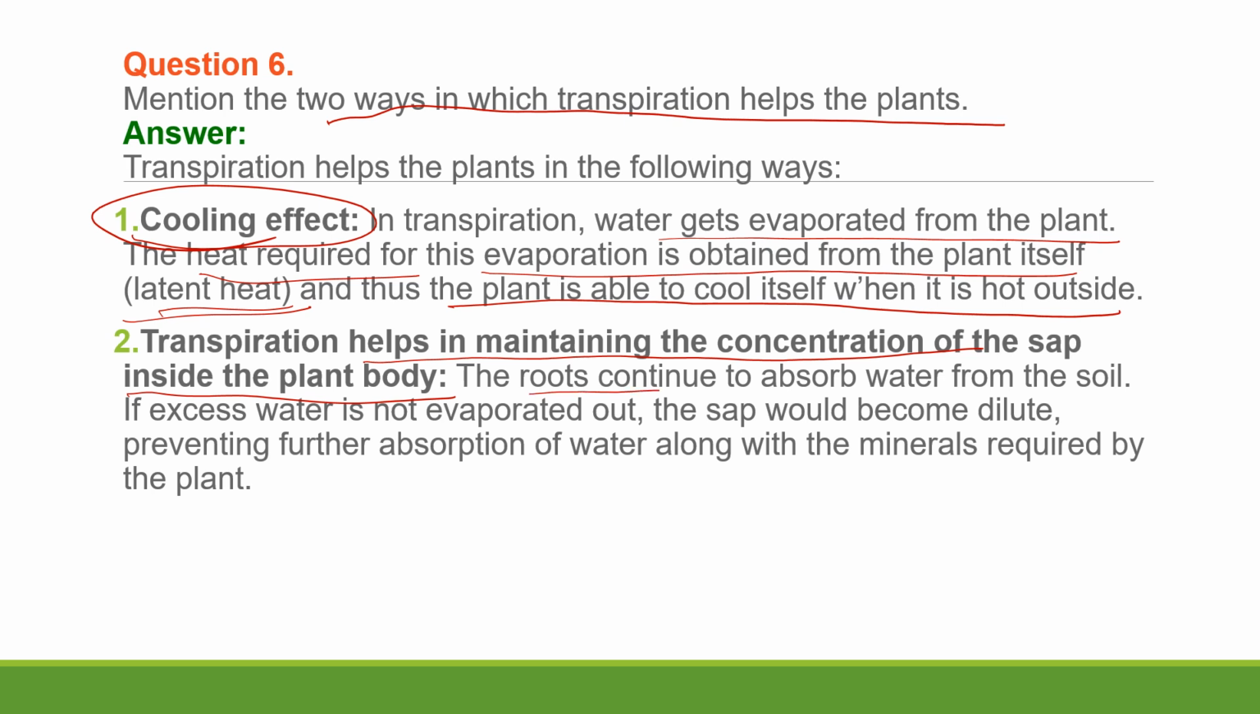The roots continue to absorb the water from the soil. If excess water is not evaporated out, the sap would become dilute, preventing further absorption of water along with the minerals required by the plant. So these are the two important ways by which transpiration is helping the plant.